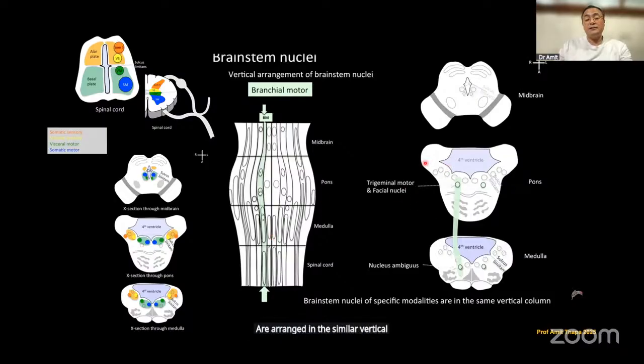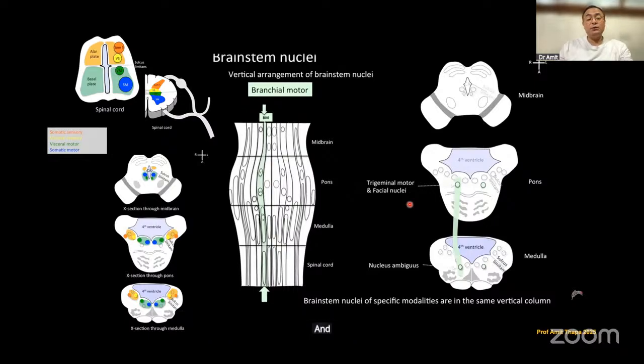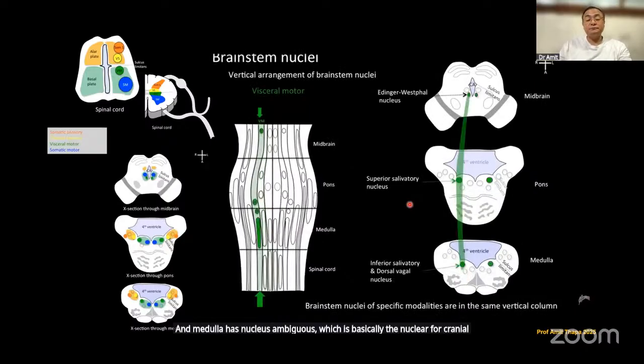So in this aspect, the midbrain does not have any branchial motor nuclei, but the pons has the trigeminal motor and the facial nuclei, and the medulla has the nucleus ambiguus, which is basically the nuclei for cranial nerves 9 and 10. And then we have the visceral motor nuclei, which are basically for autonomic functions.